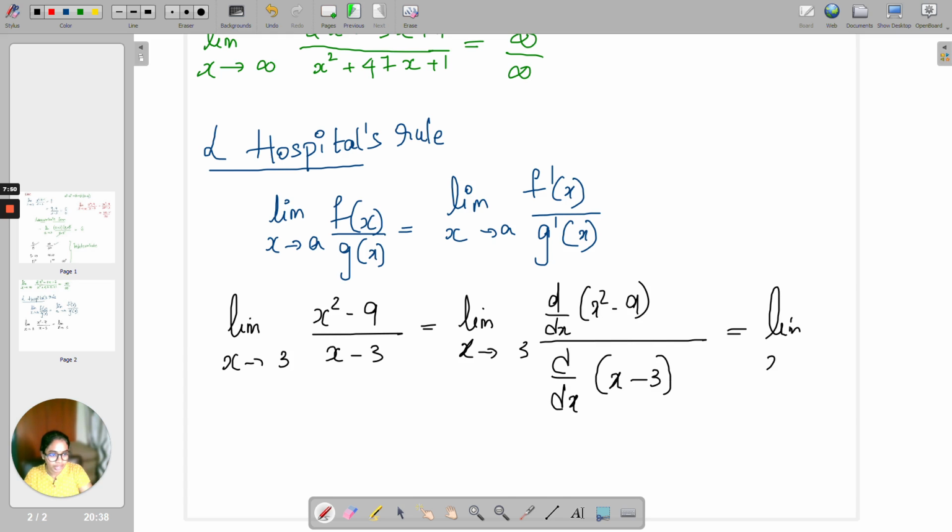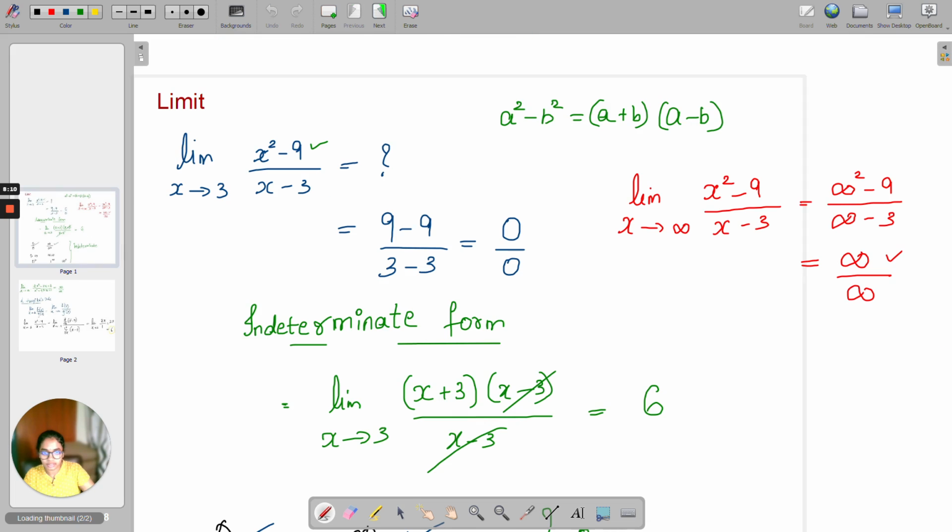Okay, so what would this be? Limit x tending to 3, 2x divided by 1. So what would you get? 2 into 3, this is 6. Yes, so we got 6 over here.